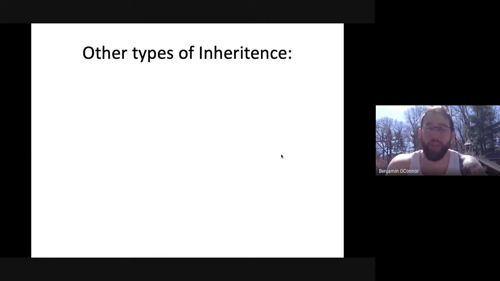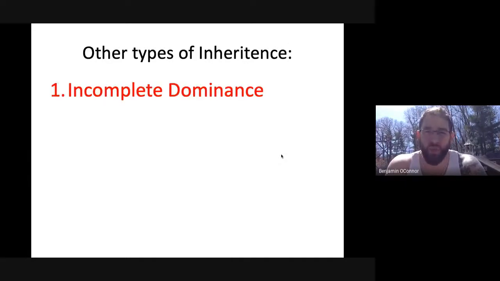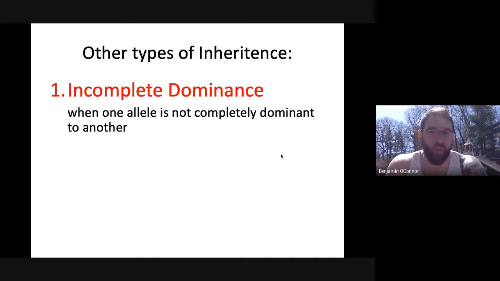So, other types of inheritance. This is the beginning. Incomplete dominance is when one allele is not completely dominant over another. We're about to talk about red versus white flowers. If it was completely dominant or recessive, the flowers could only be red or white. But what incomplete dominance tells us is that when a red flowering plant and a white flowering plant are bred together, you don't get just red or white.